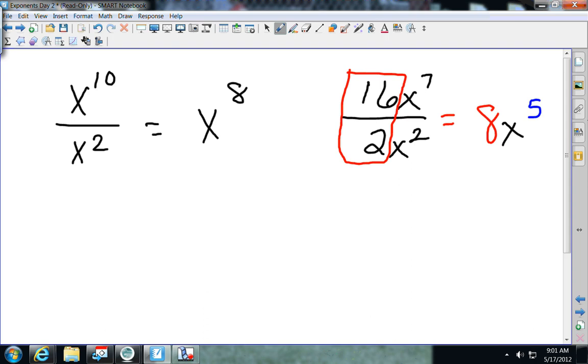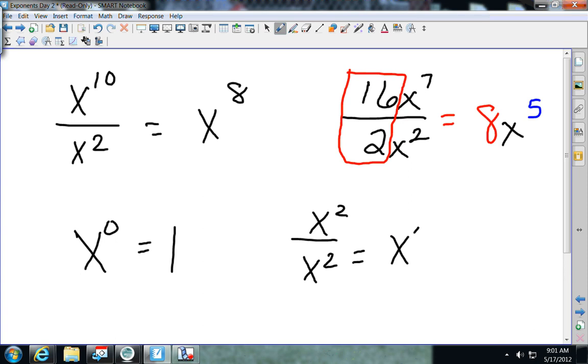Okay? Now let me remind you about something. What is anything to the 0 power? So if I had x to the 0 power, it is 1. Because that's like having x to the 2nd over x to the 2nd. What is 2 minus 2? It's 0, so it's x to the 0 power, which is 1. Well, that makes sense because that's the same as x times x over x times x. Well, they would cancel each other out. And they don't just disappear. There's got to be a number there. That's why it's 1.